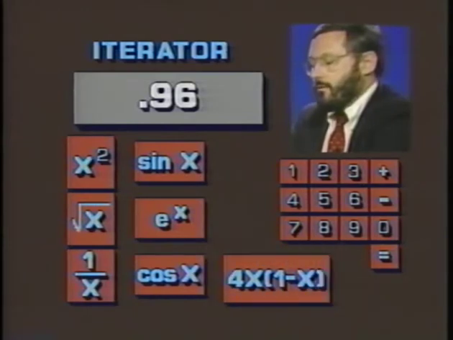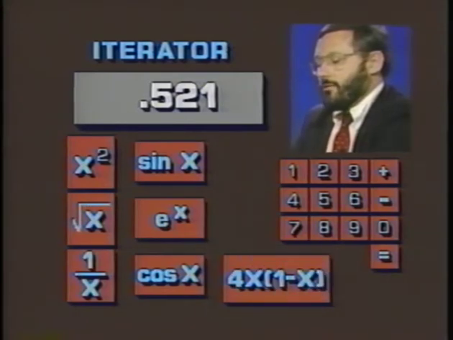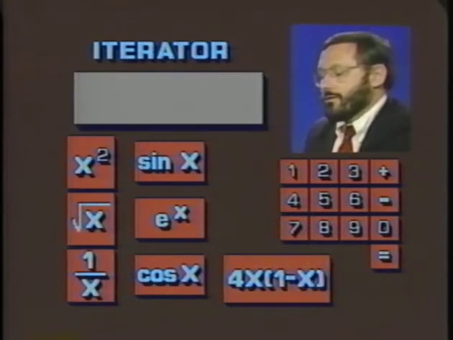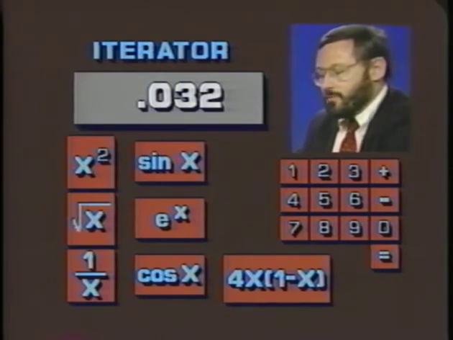Iterate again, you get 0.154. Iterate again, you get 0.521. Iterate again, you get 0.998. Again, 0.008. Once more, 0.032. See the pattern? Try some more.